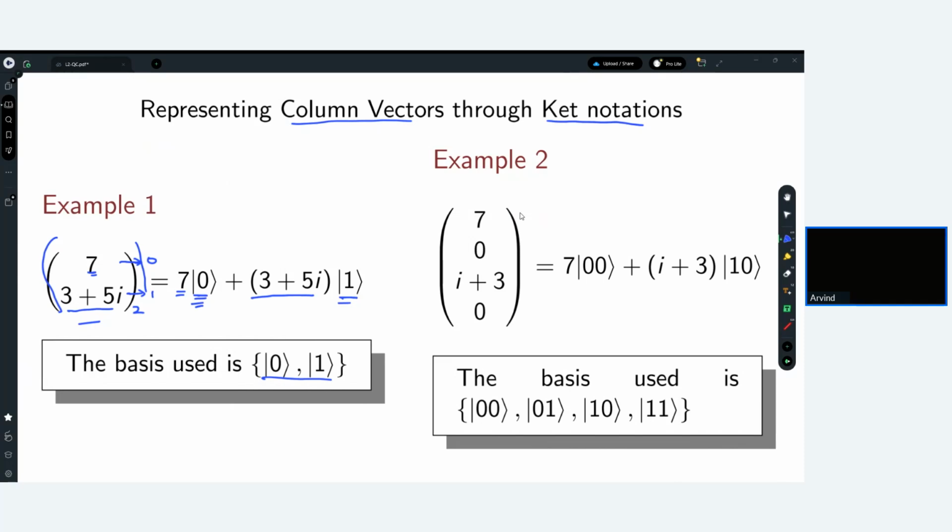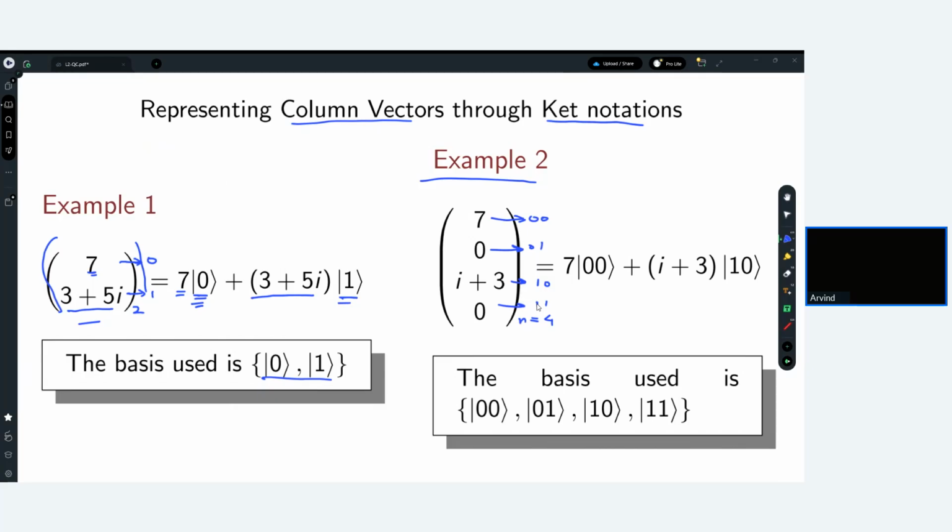Now let us take a second example. In the second example, we will have a column vector of size n equal to 4. Here n equal to 4, so we need two bits. The 7 is present at the 0 0 position, 0 is present at the 0 1 position, i plus 3 is present at the 1 0 position, and 0 is present at the 1 1 position.